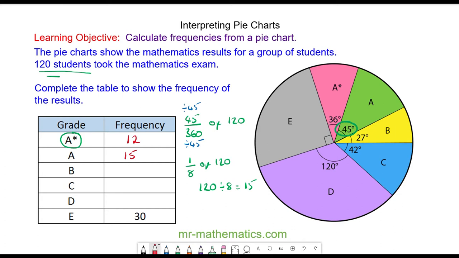Do you want to try and work out the frequency for those who achieved the grade B, C and D? You can pause the video and resume it when you're ready.